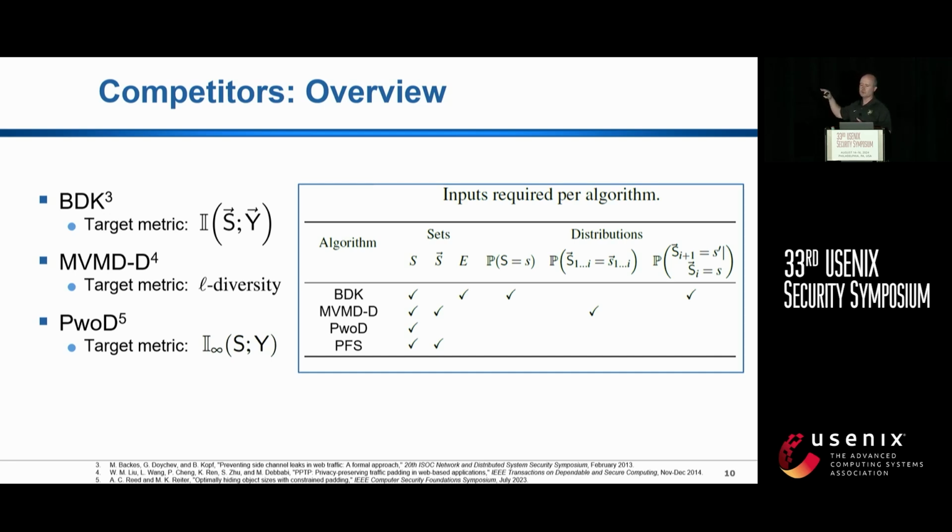And before I move on, I just want to touch on the inputs that are required for each of the algorithms. When we look at the algorithms that are focused on sequences, again, BDK, MVMD, and ours, PFS, PFS requires the least amount of inputs to run the algorithm.